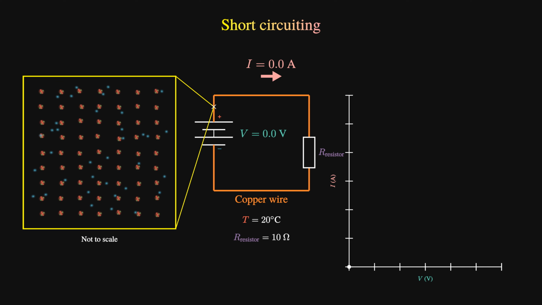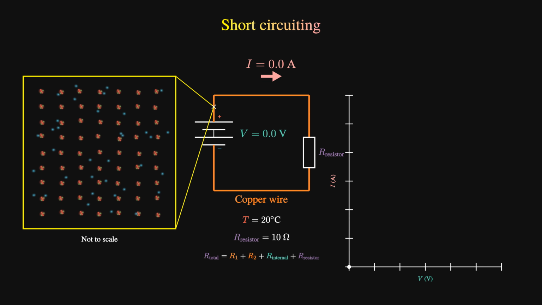So let's see how this affects the current in our circuit. Now technically, everything in our circuit has a resistance, including the resistor, the two wires connecting it, and even the battery itself, which has a small internal resistance that I've ignored up to this point. We want the total resistance of the entire circuit, which in a series circuit like this one is just the sum of the resistances of each component.